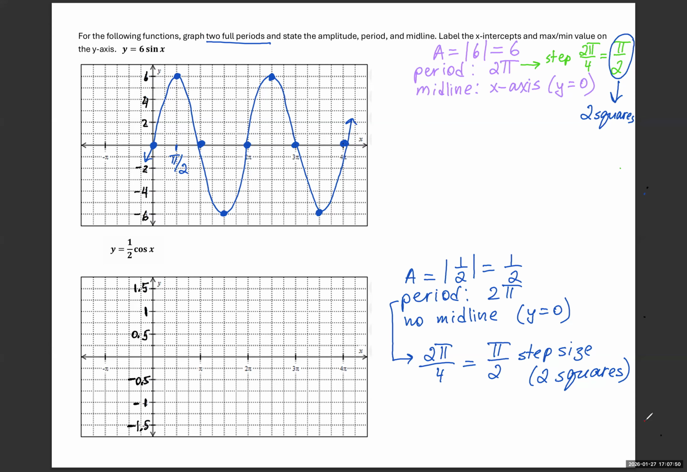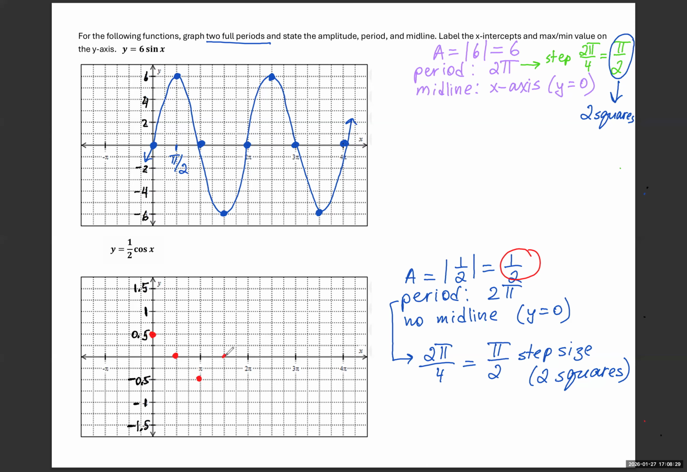All right, cosine function. Cosine does not start at 0, 0. It starts at its maximum value. Well, the maximum value here is 1/2, since that is what our amplitude is. So we'll go ahead and start at 1/2. And then after the max, it is going to step to the right into the x-intercept, then step to the right into the min, step to the right into the x-intercept, and so forth. So my step size is 2 squares or pi over 2. So that is this right here.